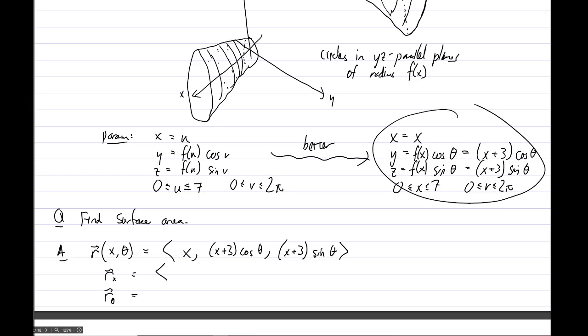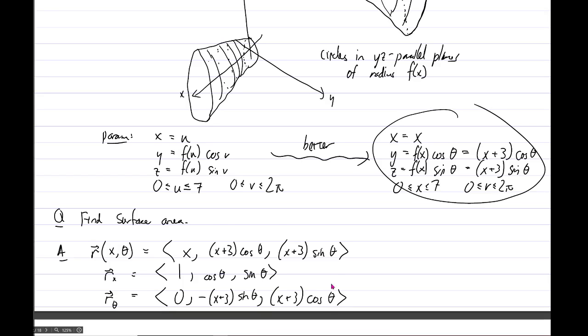The partial derivative of r with respect to x is going to be the vector function ⟨1, cosine theta, sine theta⟩. And the partial derivative of r with respect to theta is going to be the vector function ⟨0, −(x + 3) sine of theta, (x + 3) cosine of theta⟩.